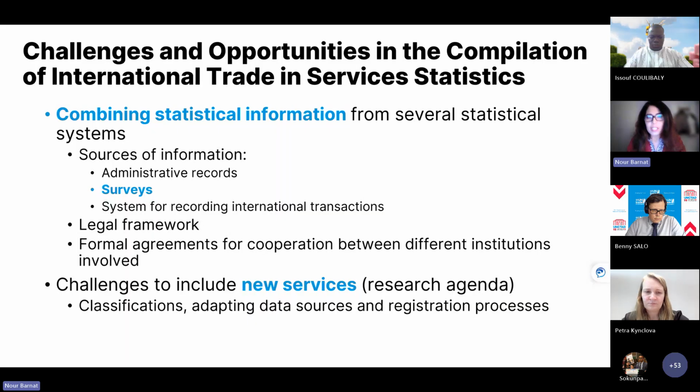The challenges of compiling international trade in services statistics are that services are not defined in a sense that is easy for everyone to understand. There are different sources of information, including administrative records, surveys, and the international transactions reporting systems, ITRS. There is also a lack of legal frameworks. There are no formal agreements for cooperation between the different institutions involved, etc.